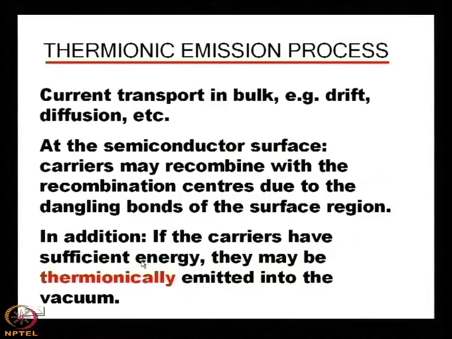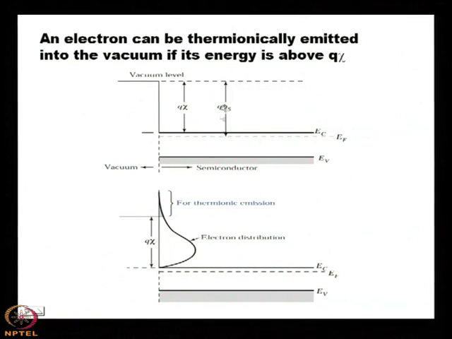Okay? In surface there can be recombination with recombination center. What is the origin of recombination center? It is the dangling bonds, right. And additionally, apart from recombination, there can be emission from the surface if the carriers have sufficient energy. So, that is known as the thermionic emission process. And suppose this is your semiconductor, an n type semiconductor. Chi is the electron affinity and phi is the semiconductor work function.